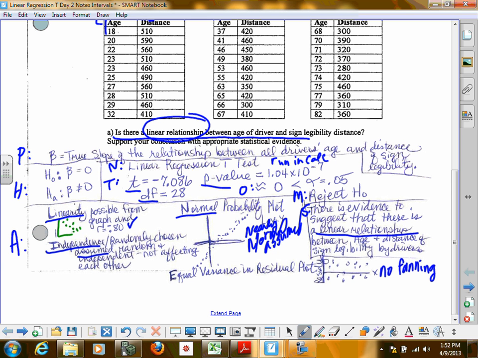I wonder what that slope could be. That's the question that occurs next. I have run the test and I have evidence of a linear relationship, so now I wonder what that is. That's when you create a confidence interval for the slope. Okay, so turn the page over to this side.